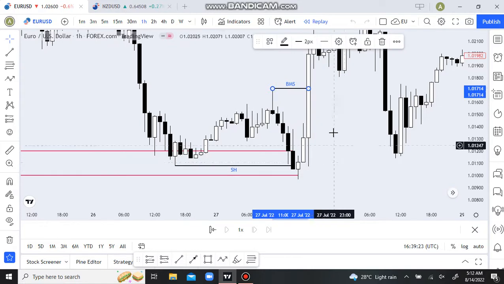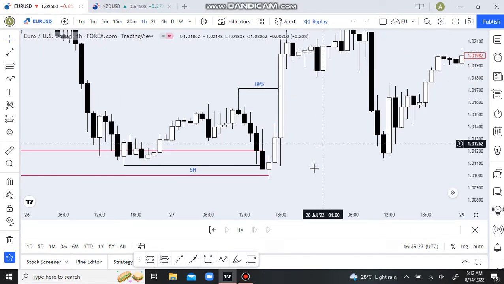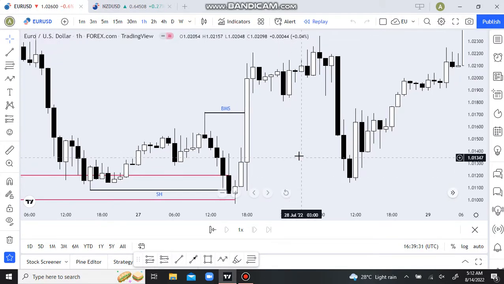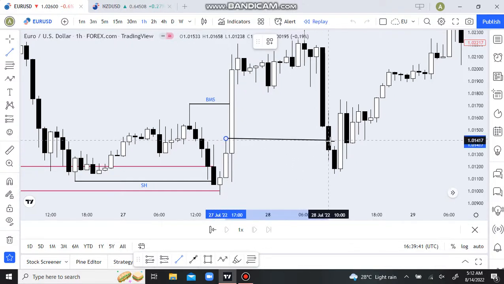You can use CHoCH, BOS, whatever. The same idea. After the break in market structure, I want to identify what? I want to identify my new fair value gap. Okay, and where do I have it? Right here.